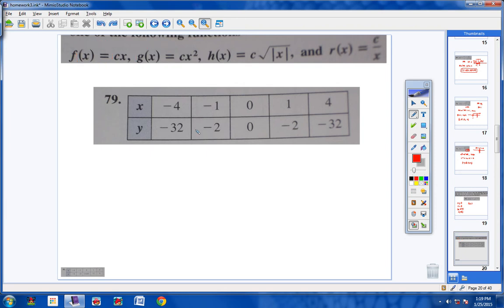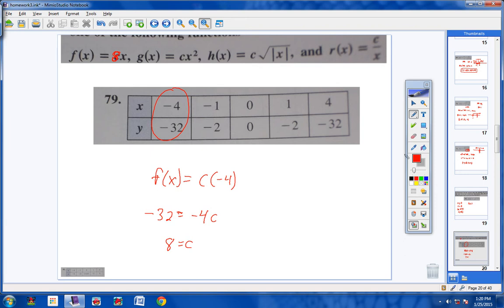First of all, I'm going to go ahead and put negative 4 in for x, okay? For this function here, so f of x equals c of x. Where the x is, I'm going to put negative 4, and for the y, I'm going to put negative 32. So negative 32 equals negative 4c. Now, watch what I do here, please, students. I'm going to just find out what c is. Divide both sides by negative 4, and 8 is c. So I come up to c and I put an 8 here.